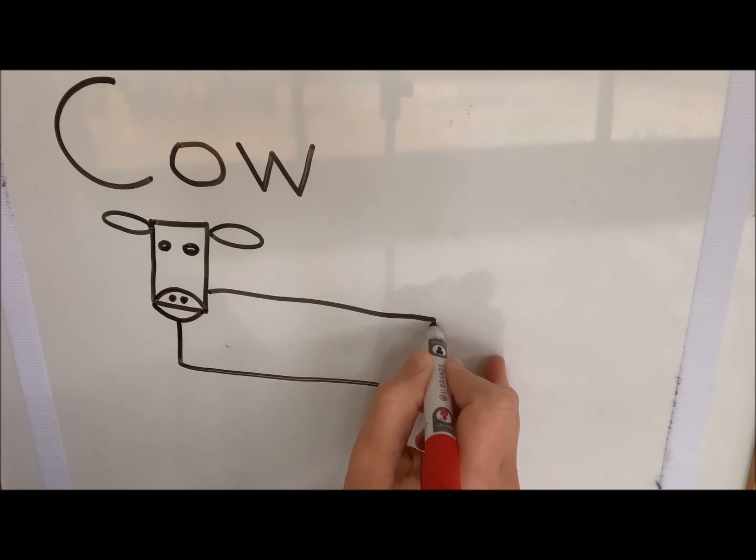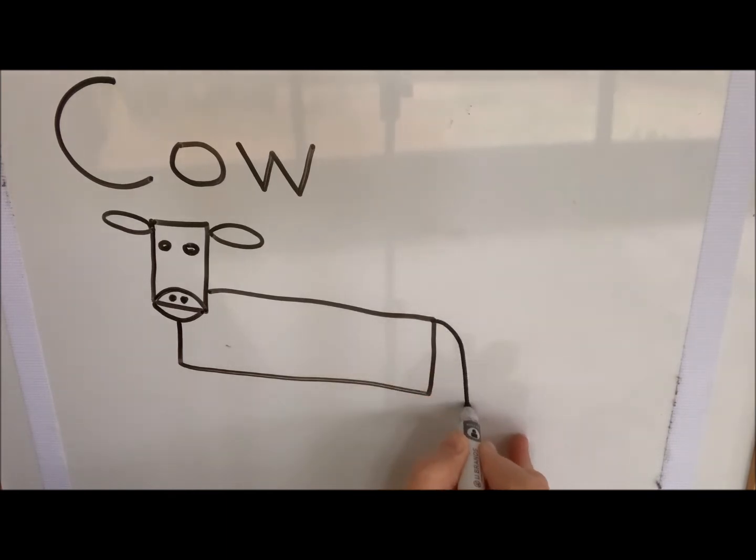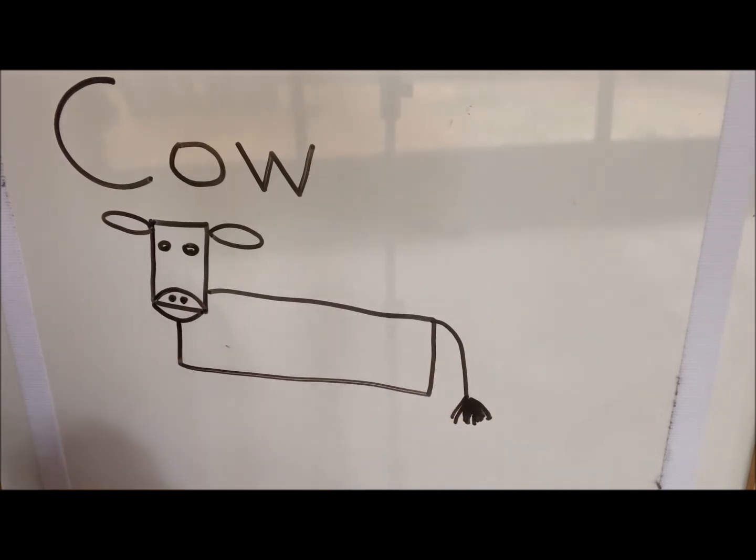All right, a cow kind of has a long tail that hangs down. So I'm going to put its tail right up here at the top. I'm going to hang it down, and then at the bottom it kind of has some hair or some fur sticking out. I don't know what you'd call that. There's my cow tail.